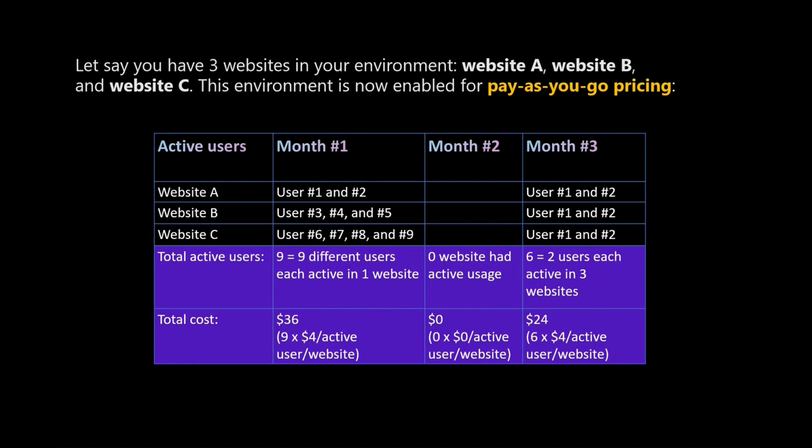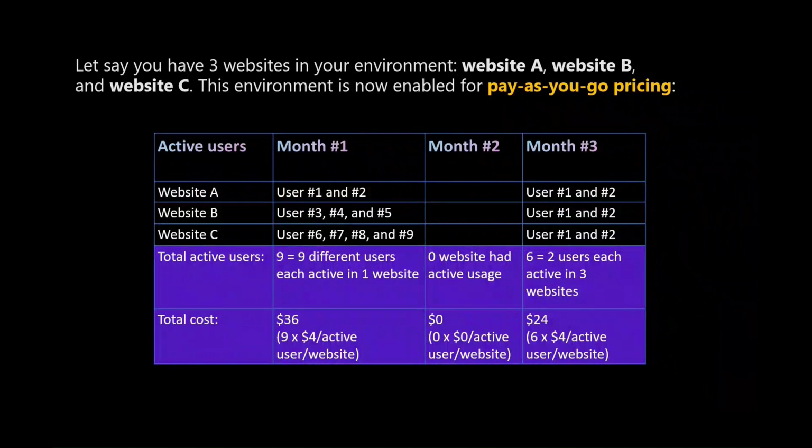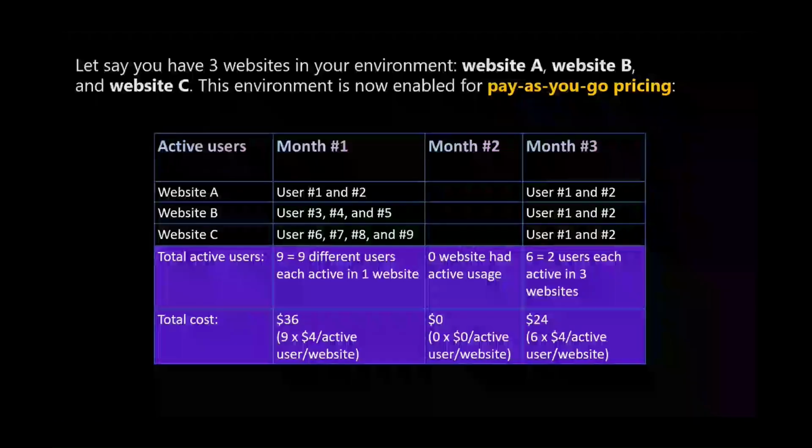OK, now here you can see in the first month, all the users are unique ones. So website A in month 1, users 1 and 2. Website B was used by 3, 4, and 5, and website C was accessed by 6, 7, 8, and 9, right? So all the users are unique in month 1, but in month 2, no one accessed that. So obviously you don't need to pay for it.